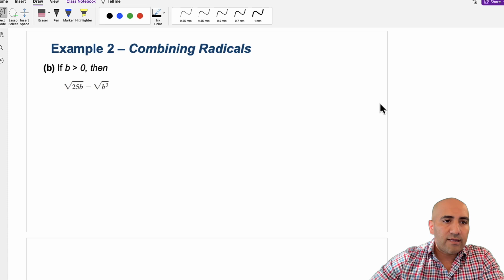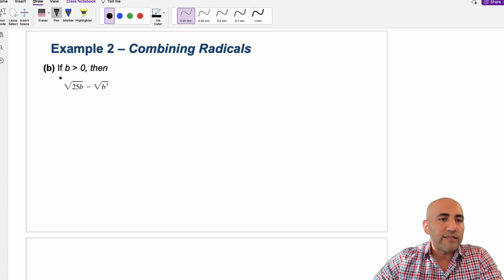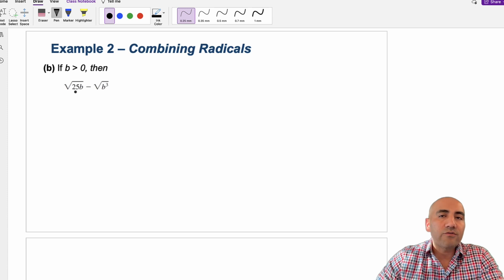So if we had, well, note it says if b is strictly greater than 0. They're giving us information: b is definitely a positive number. All right, so the square root of 25b minus the square root of b cubed. Let's simplify that. In this case, we know that b is definitely positive. So this will end up being 5 to the power of 2. The square root of 25 is 5.